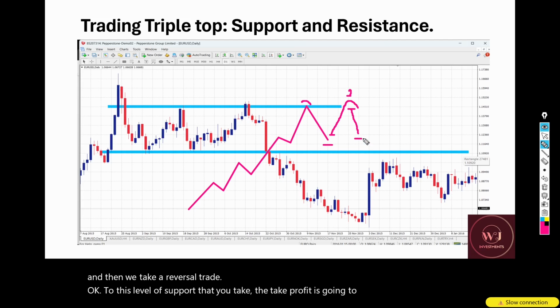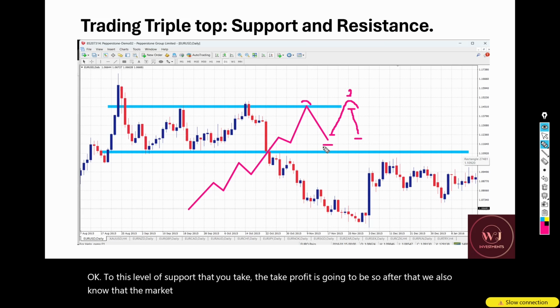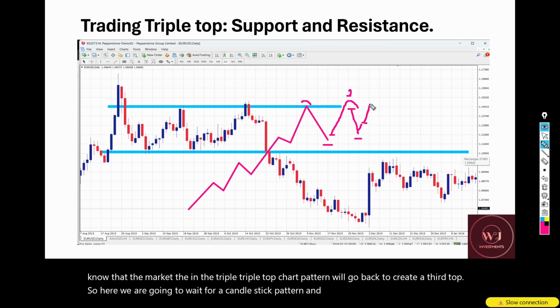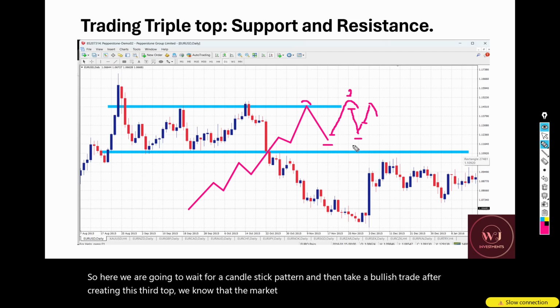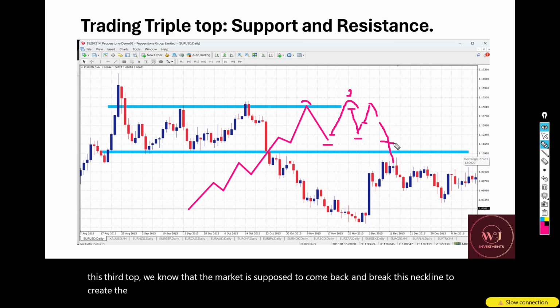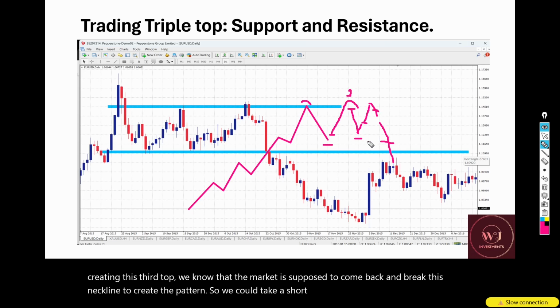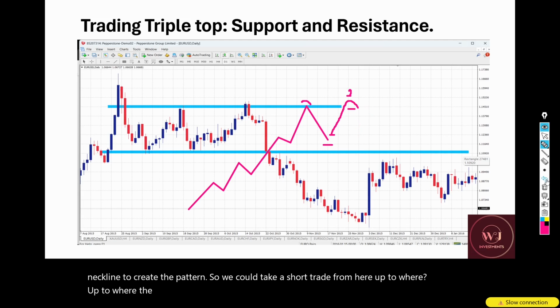So after that, we also know that the market in the triple top chart pattern will go back to create a third top. So here we are going to wait for a candlestick pattern and then take a bullish trade. After creating this third top, we know that the market is supposed to come back and break this neckline to create a pattern. So we could take a short trade from here up to where the level of resistance is.